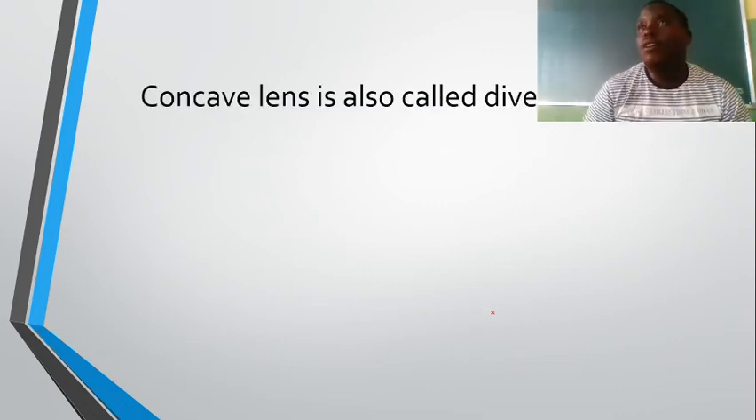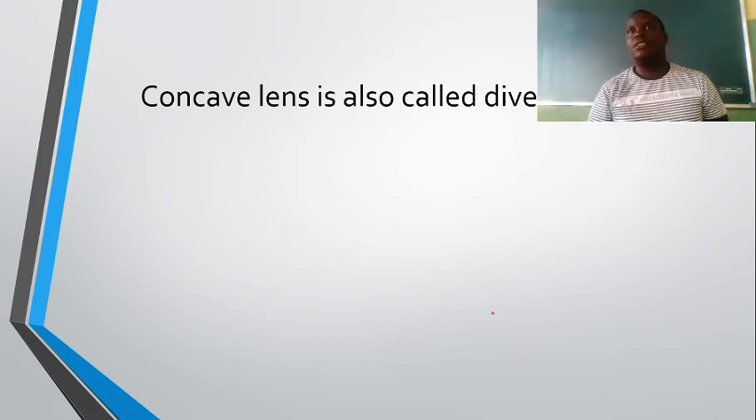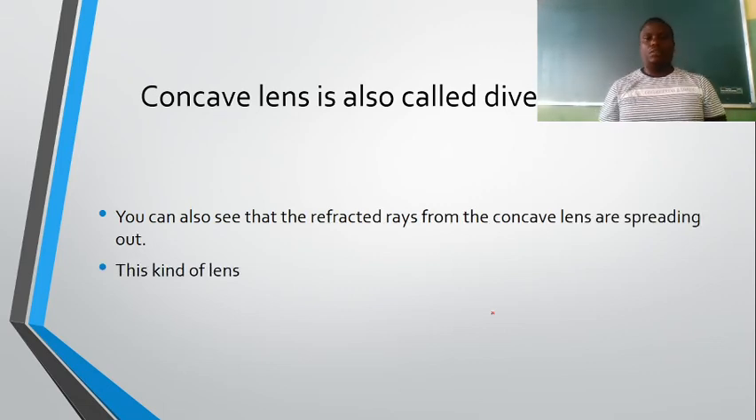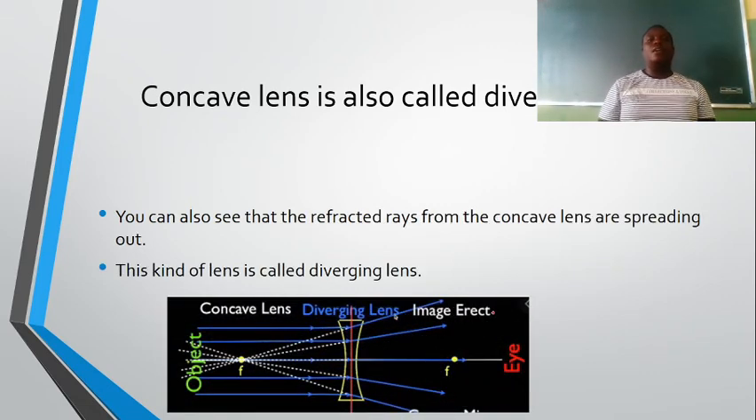Concave lens is also called the diverging lens. You see how they refract, right? Some is converging and this one is diverging lens. Diverging lens means that you can see here on this chart that the refracted ray from the concave lens is spreading out. Means that it is diverged in different directions. So this kind of lens is called diverging lens. Means they diverge light. They spread out the light beams.